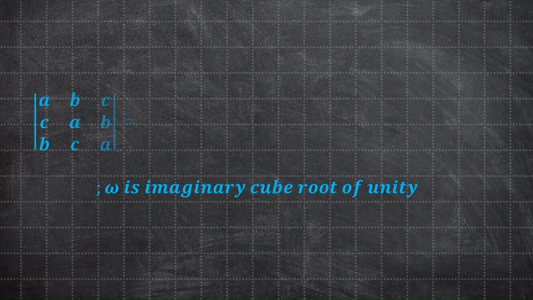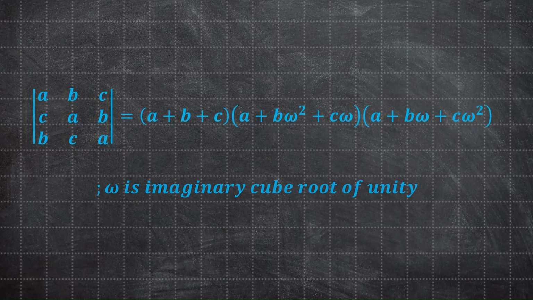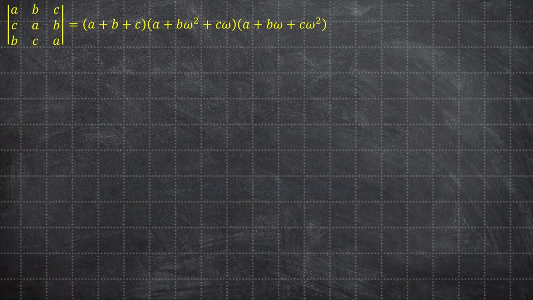In this video, we shall distribute this cyclic determinant into three factors, where the symbol omega on the right hand side represents the imaginary cube root of unity. Here omega is cube root of unity. Therefore, from the properties of cube roots of unity, we can write 1 plus omega plus omega square is equal to 0. That is, the sum of cube roots of unity is 0.